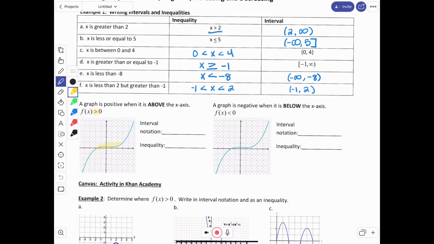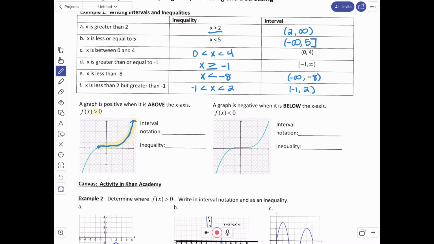It's above the x-axis here. So it's above the x-axis from here, and it keeps going up. So we would say that it's above the x-axis. This little spot right here is where it starts to be positive, and it's positive all the way from here, and it keeps going up forever. It runs off the graph. Even though there's not an arrow there, we're going to assume that it keeps going up forever.